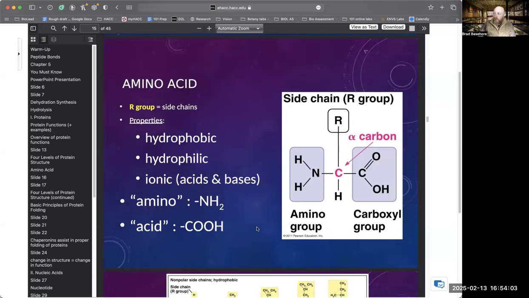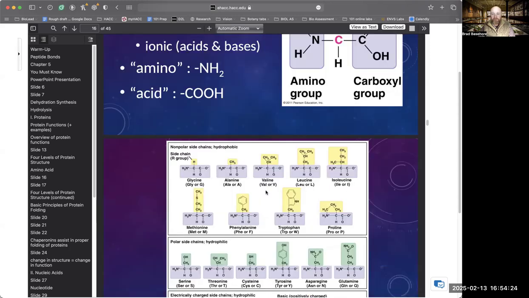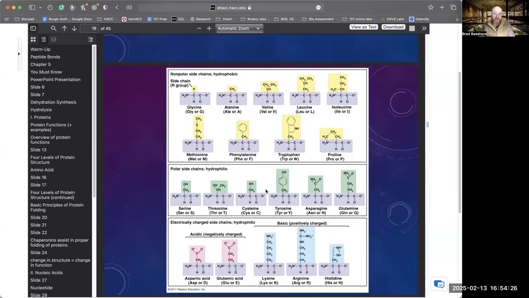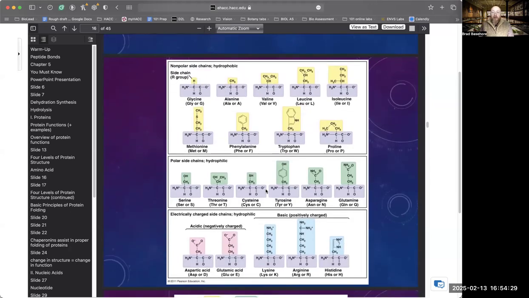Again, here is the structure of a single amino acid. You have this central carbon. This nitrogen group is the amino. This COOH group is the acid group. You have a hydrogen, and then you have your variable R group up here. And here's a list of all 20 amino acids. And what makes these different is the way the R group behaves chemically.